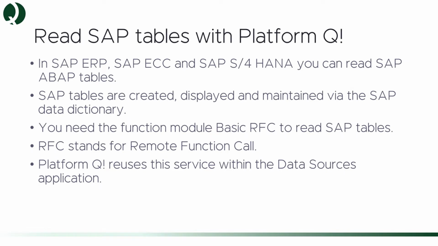In SAP ERP, SAP ECC and SAP S/4HANA, you can read SAP ABAP tables. SAP tables are created, displayed and maintained via the SAP data dictionary using different transactions. You can read these tables with the data sources application by using the function module basic RFC. RFC is an abbreviation and stands for remote function call. Platform Q reuses the service and enables you to display the information via the data sources application.